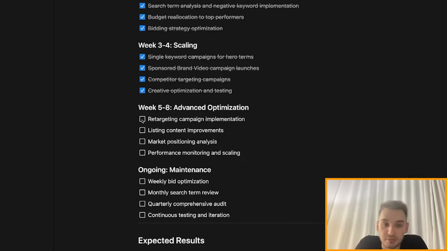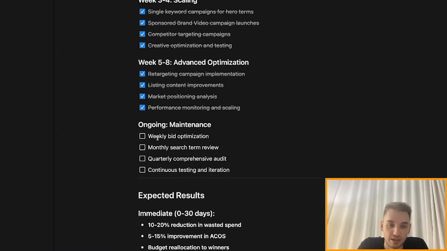Setting up sponsored display campaigns and running retargeting. Doing listing content improvements, such as main image optimization, like I said, you can do 3D renders, etc. Having the market positioning analysis. It's just having a spreadsheet where you track your competitors, like I mentioned, BSR, their price, and when they run discounts. Performance monitoring and scaling.